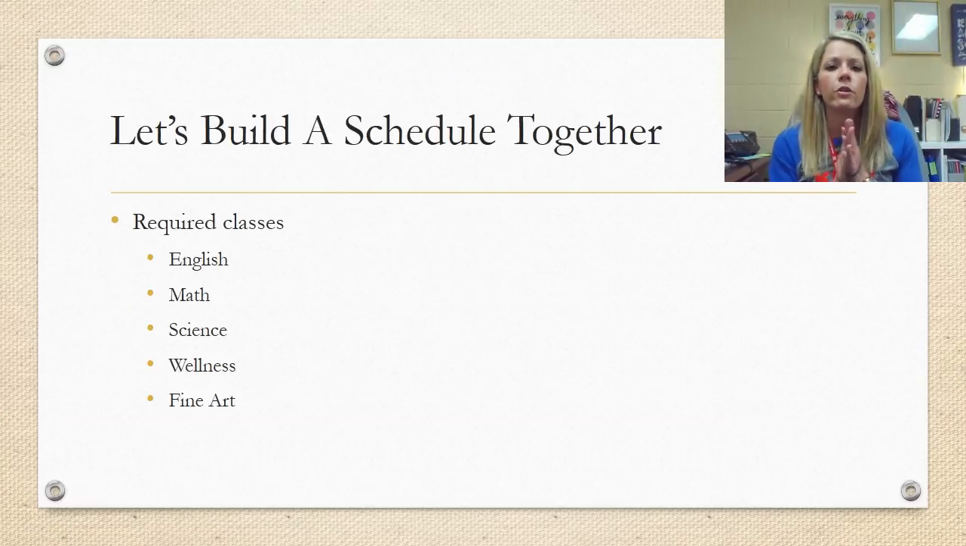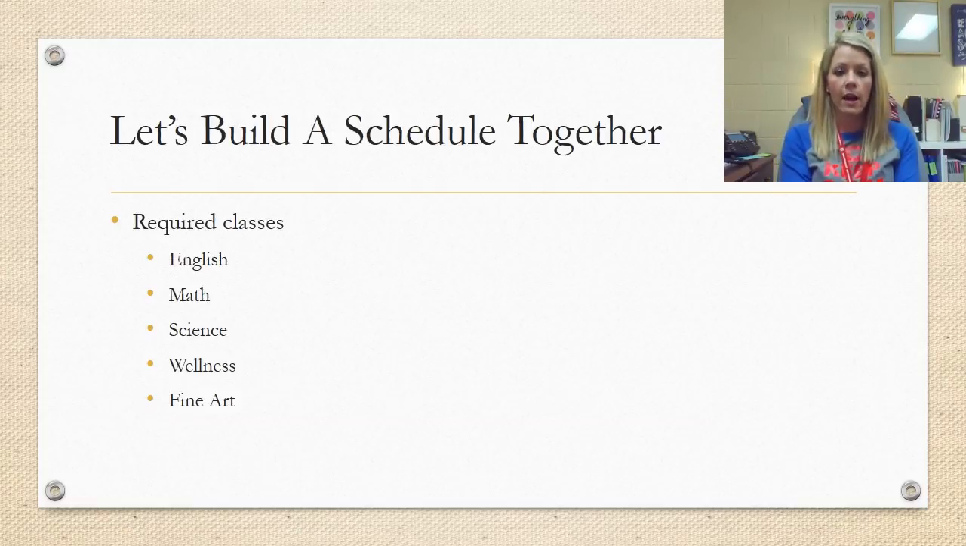Okay, so we're going to build a schedule together. If you will look at our screen, we have some required classes. You can look at the screen, or you can actually look at your course sequence paper that I gave you. You have to take English, you have to take math, you have to take science, you have to take wellness, and fine art. So you have 8 classes that you're scheduled to take your freshman year. 6 of those are already chosen for you.